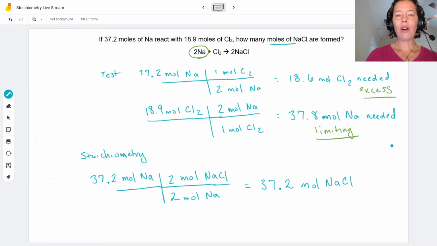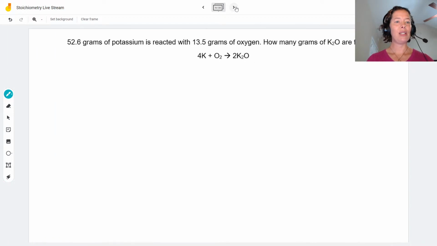So let's move on to another limiting reagent problem. Okay, this one reads: 52.6 grams of potassium is reacted with 13.5 grams of oxygen. How many grams of potassium oxide are formed?